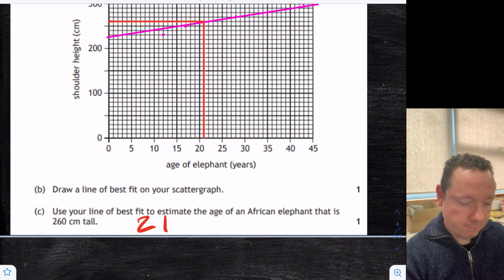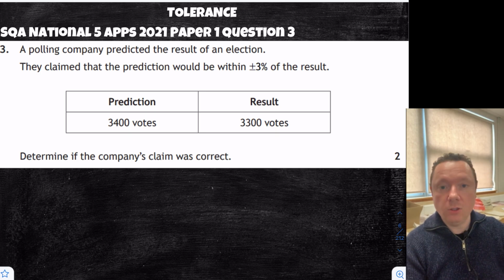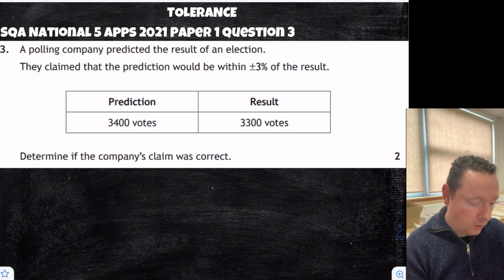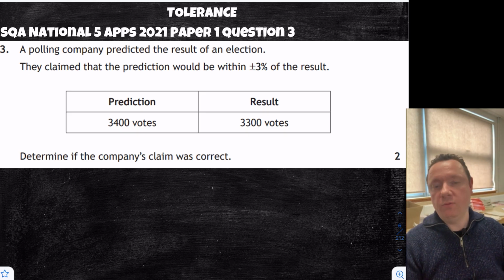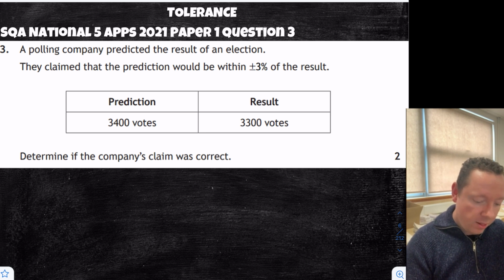And I'm done there. Okay, SQA National 5 Apps 2021 Paper 1 Question 3. Tolerance. A polling company predicted the result of an election. They claimed that the prediction would be within plus or minus 3% of the result. Determine if the company's claim is correct. Okay, so tolerance, always work out my maximum and minimum, okay? So the result was 3,300.